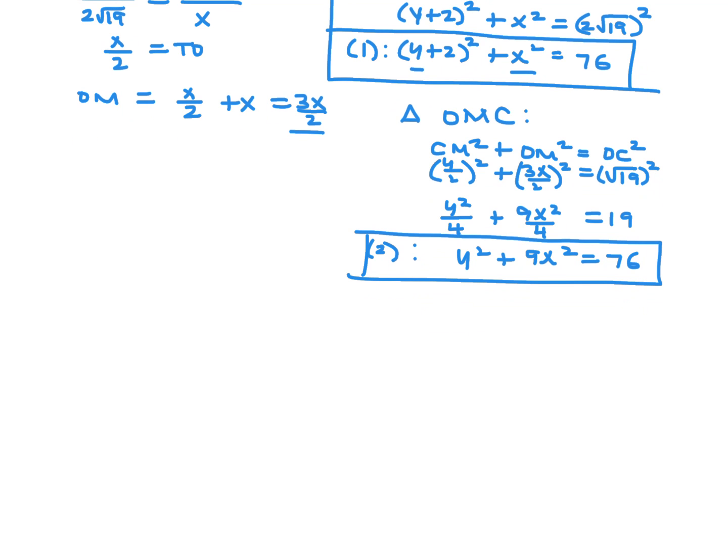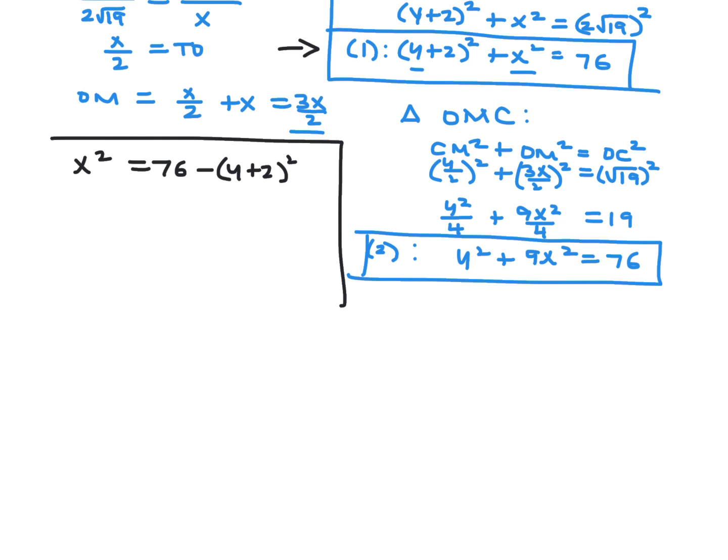Let's see here. What will I do? I'll just use this one here to first isolate for x squared. So x squared will basically be 76 minus that y plus 2 all squared. Got it? And then I'll plug that into there. So we got y squared plus 9x squared, and x squared is 76 minus this y plus 2 all squared, right? Which is 76. And then now we can expand this. It shouldn't be that hard.